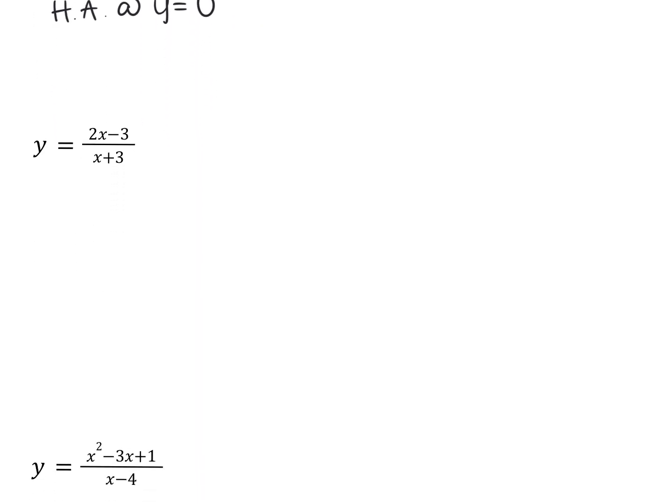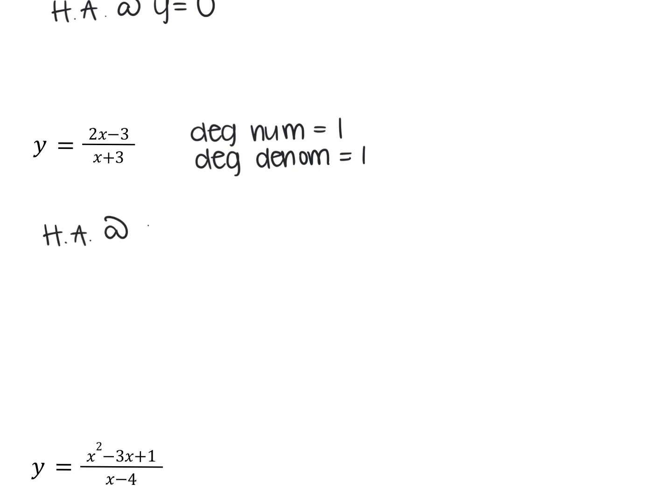Second example, y equals 2x minus 3 over x plus 3. The degree of the numerator is 1. The degree of the denominator is also 1, which means they're the same. So I divide my leading coefficients. So I'm going to have a horizontal asymptote at y equals 2 because the leading coefficient in my numerator is 2, and the leading coefficient in my denominator is 1, and 2 over 1 is 2.